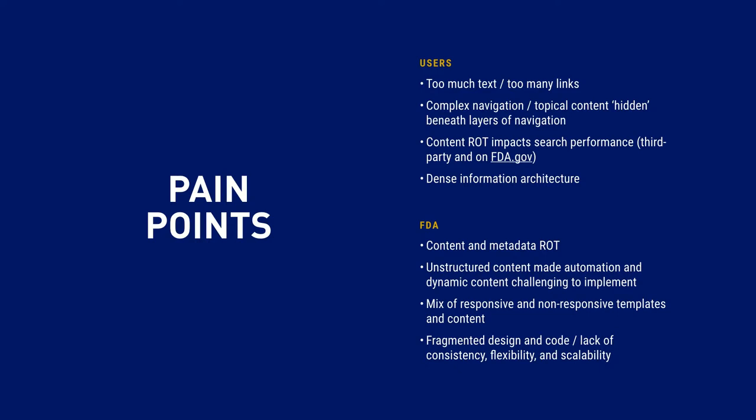So the pain points you see listed on the slide were common to all audiences. Primarily, text was still super dense. Navigation was complex. There were just too many links, and there was so much content rot on the site. We had over 120,000 content items at one point. That was making search not great. If you tried to Google something, there was just so much stuff and so much outdated stuff. No one knew what to go to as the canonical content item.